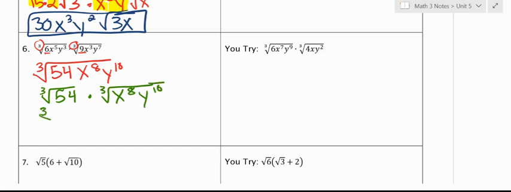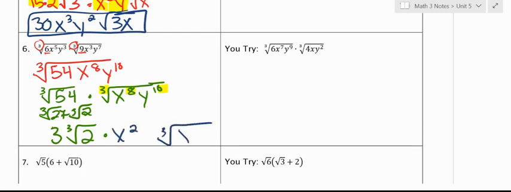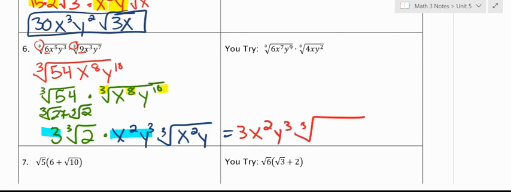54 can be broken up into 27 and 2. So 3 cube root 2. And then I'm going to divide all the exponents by 3. So we'll get x squared with a remainder of 2. And then y cubed with a remainder of 1. And then we can just put them all together at the end. So what's on the outside? 3x squared y cubed. What's on the inside is 2x squared y.